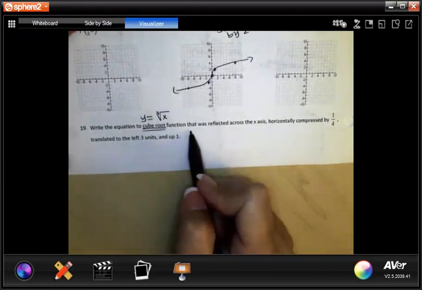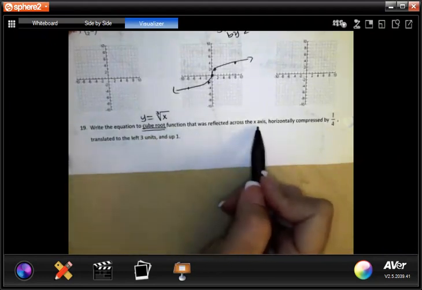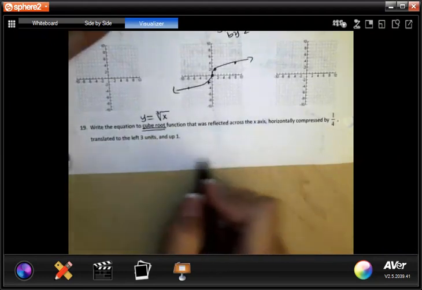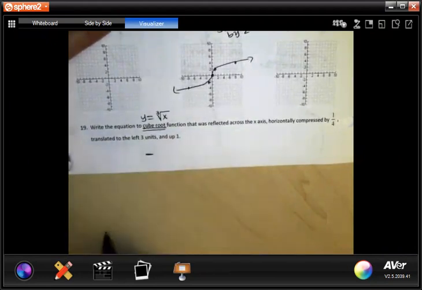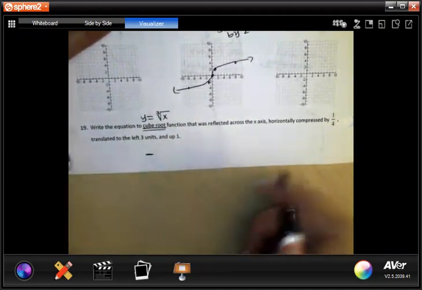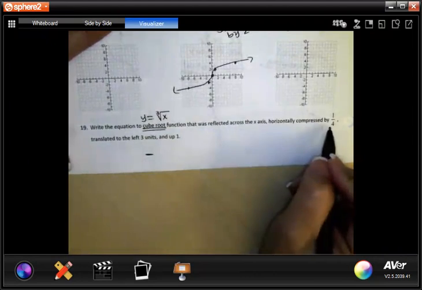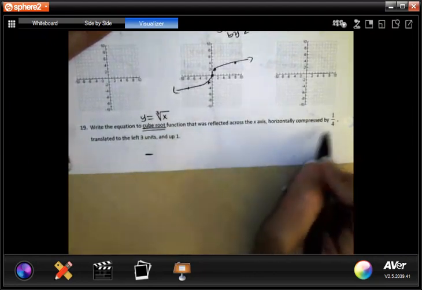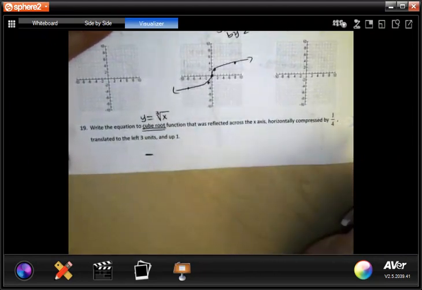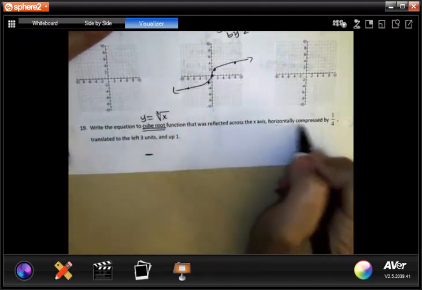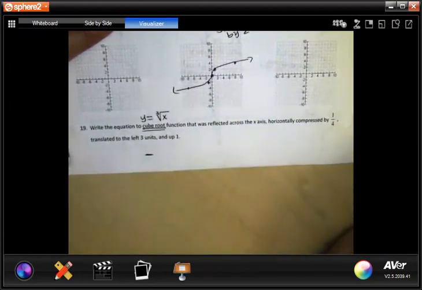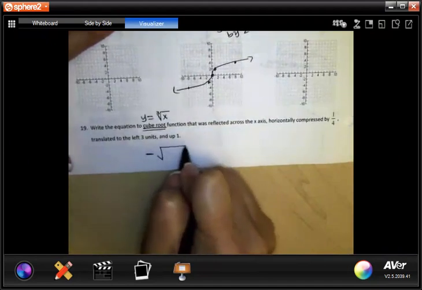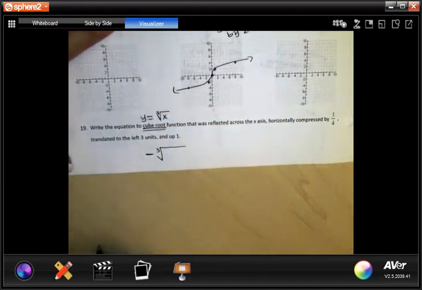Now we work backwards. That was reflected over the x-axis. Well, I know to reflect it over the x-axis, I need a negative on the outside, so I know I'm going to have that part. Horizontally compressed by 1/4. This is probably the hardest transformation you have to put back in. So horizontally tells me it's going to be on the inside of the operation. So I'm going to have that cube root there.